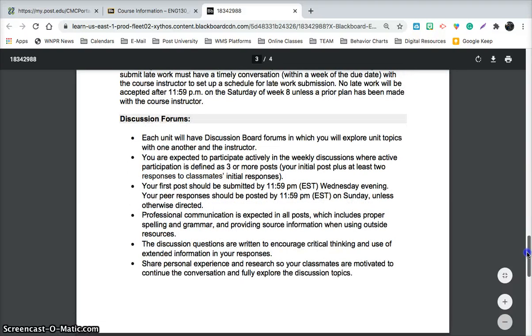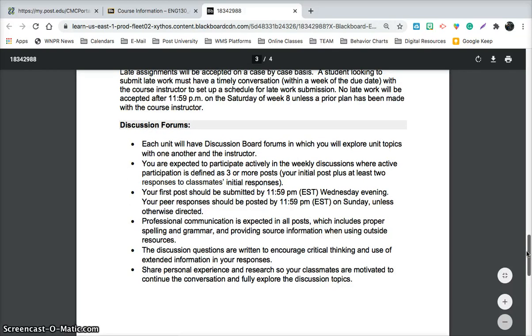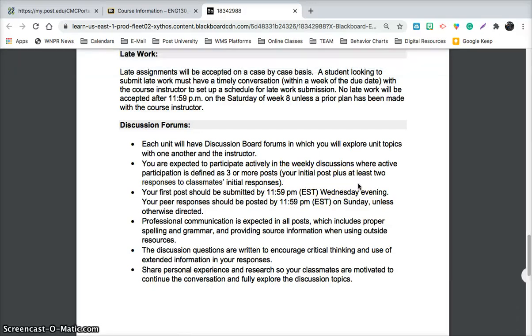So for the discussion forums, each unit will have a discussion board and it will have a topic where you engage with your peers and with the instructor. You are expected to participate actively in the weekly discussions. It says here at least 3 or more posts, which means your initial post plus you must reply to at least 2 of your classmates' initial responses. Your initial post for every week should be submitted by 11:59 every Wednesday evening. But your 2 peer responses should be submitted by 11:59 on Sundays, unless I tell you otherwise.